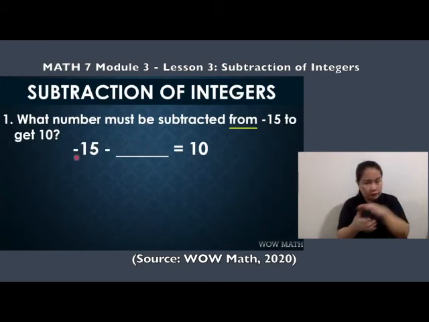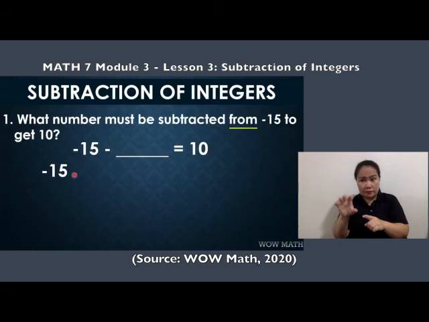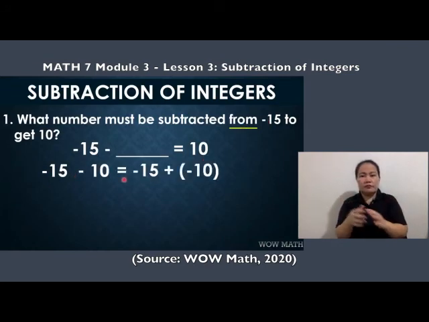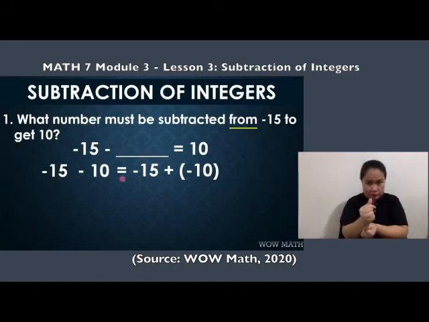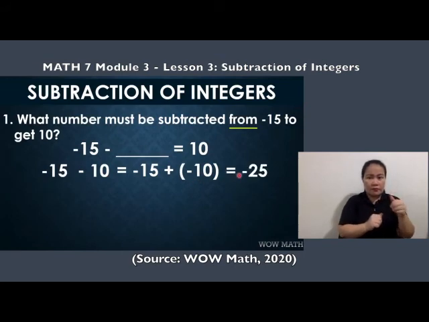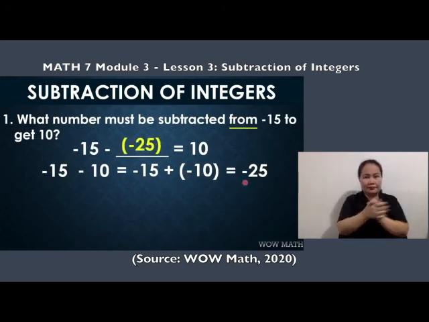So, we will subtract 10 from negative 15. So, we will have negative 15 minus your answer, which is 10. So, we will have keep, change, keep negative 15, change, and then positive 10, negative 10. And then do the addition rule. Same sign sila, so you will add. And then keep the common sign, that is negative. So, we will have negative 25.